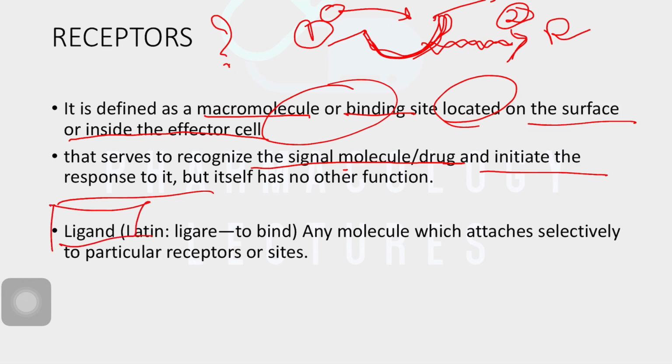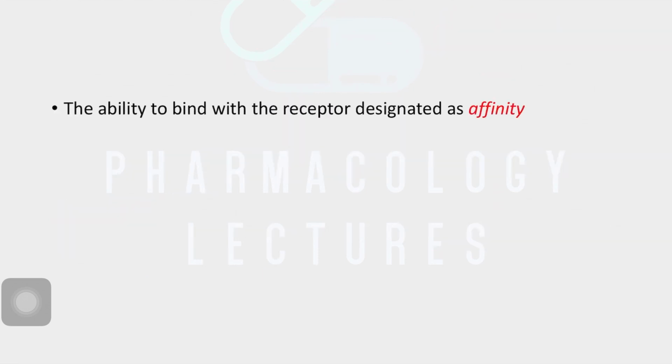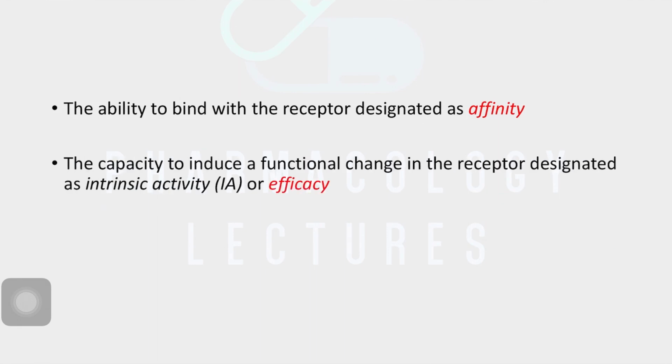Now, what is a ligand on the other hand? A ligand is any molecule which attaches selectively to a particular receptor or site. So here only one aspect is there, the attachment aspect. A ligand is basically associated with attachment, a molecule which attaches to a particular receptor or site. Now here we have two different terminologies that we need to understand: one is affinity and the second is efficacy.